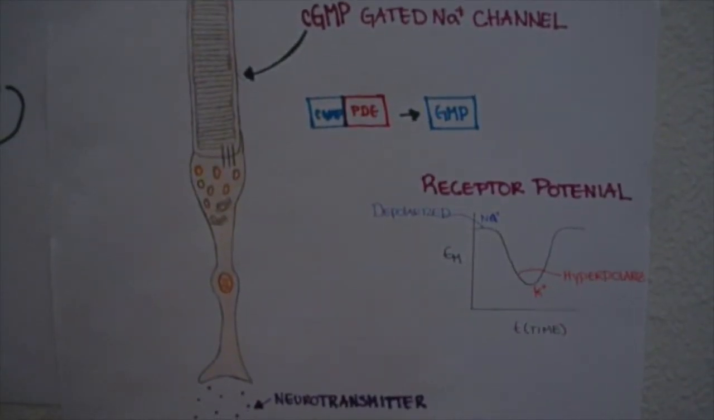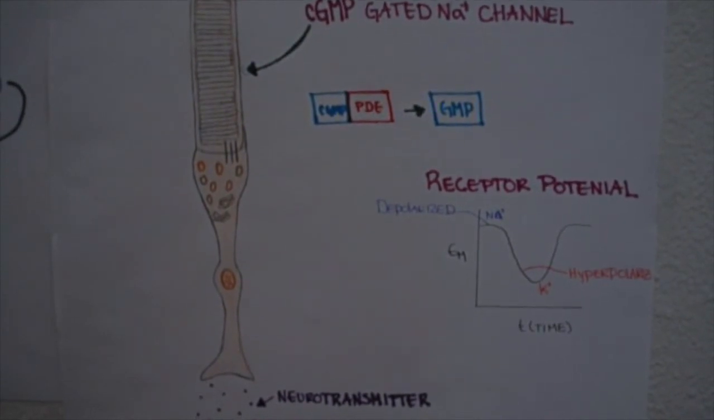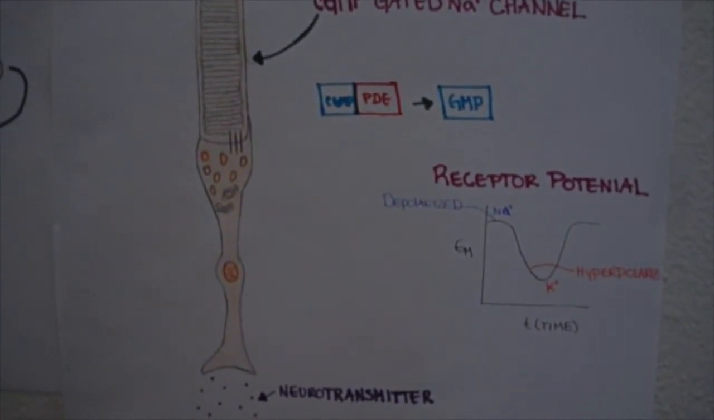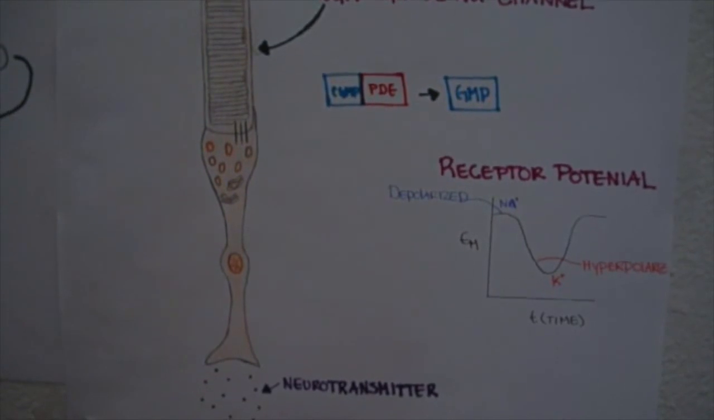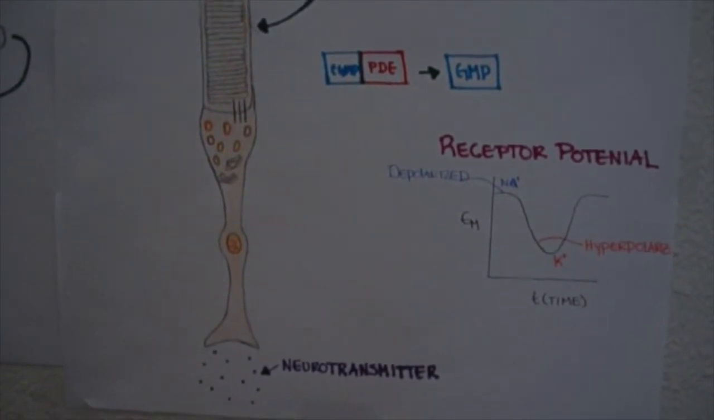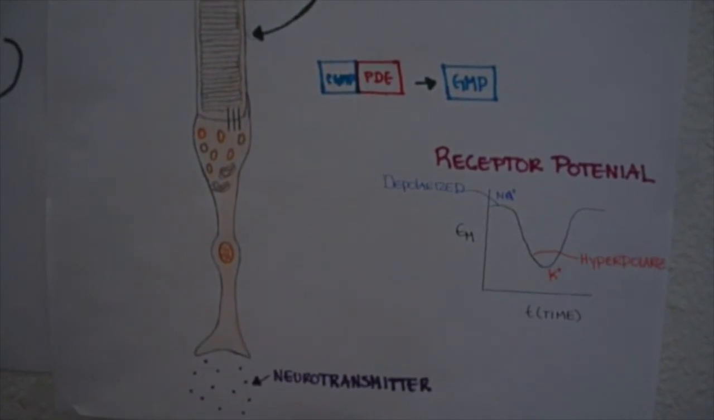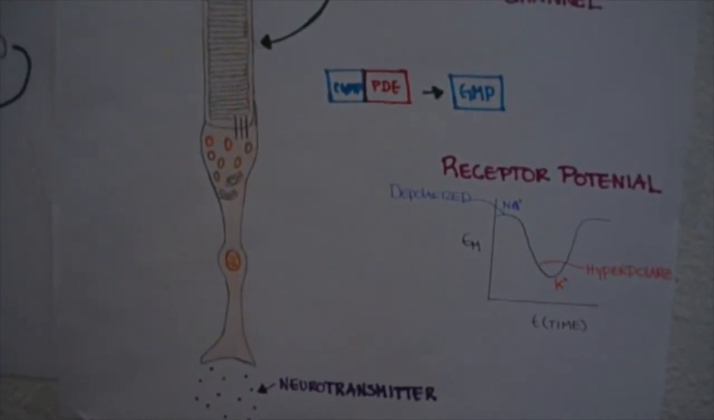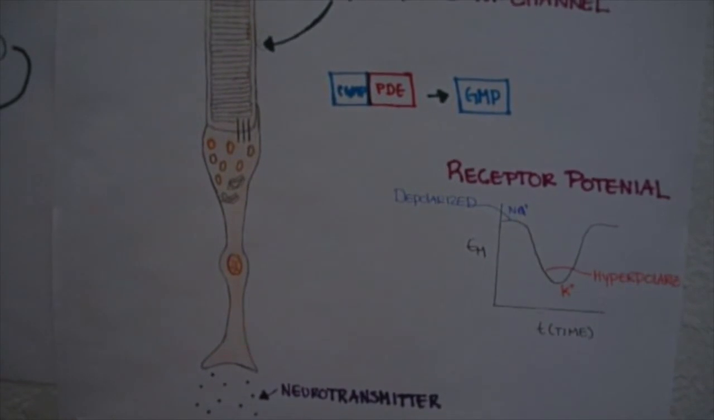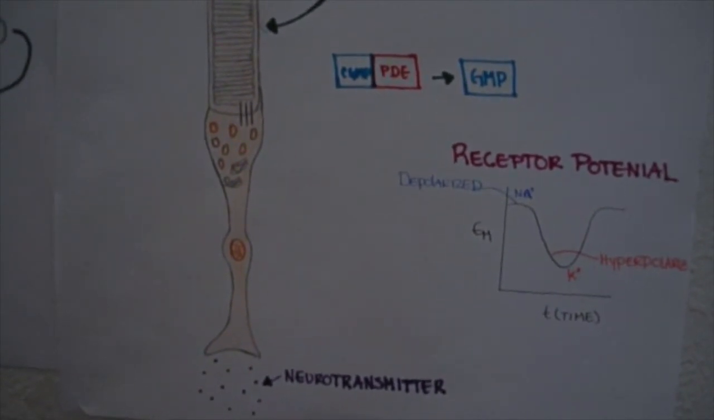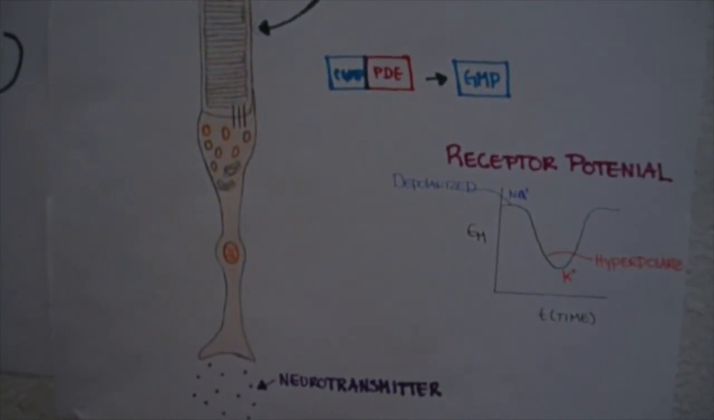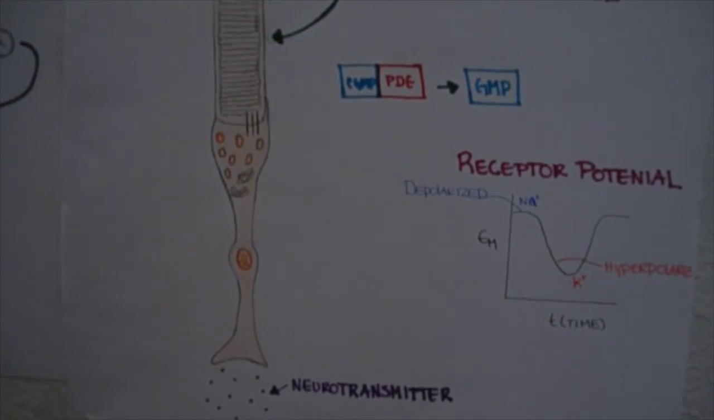When no light is present, cGMP-gated sodium channels are open, allowing sodium to enter the cell, releasing neurotransmitters, but with the presence of phosphodiesterase, converting cGMP to GMP, closing the sodium channels, opening the potassium channels, which starts to hyperpolarize the cell.